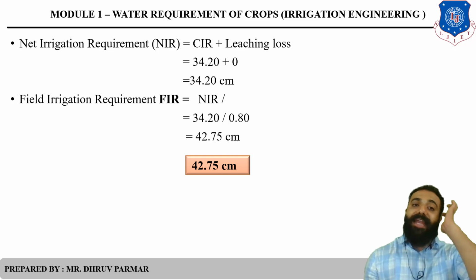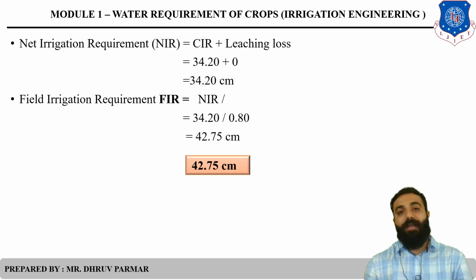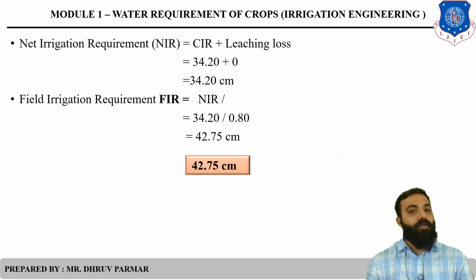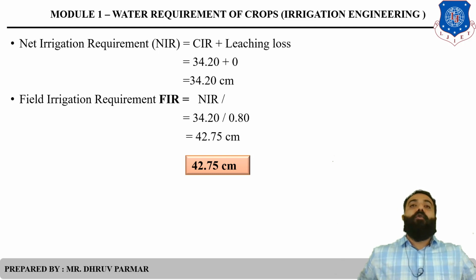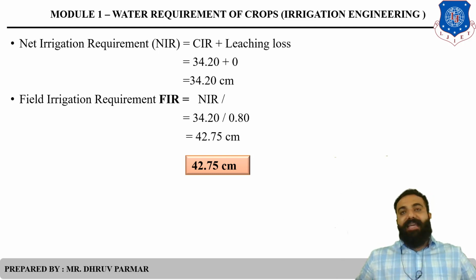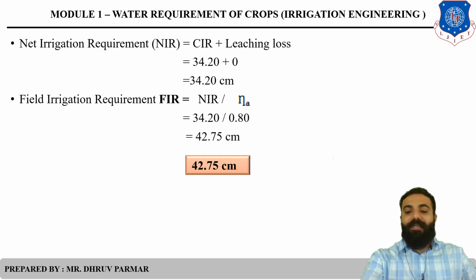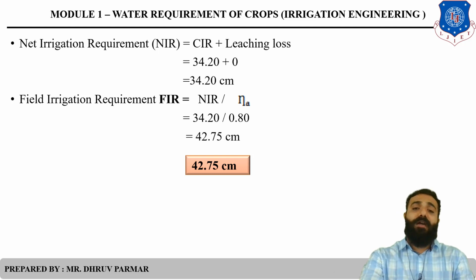Next step, NIR. How can you find NIR? The formula is CIR plus leaching loss. In this example, leaching losses are neglected, so it is the same as CIR, 34.20. And the formula for FIR is NIR divided by eta A, the application efficiency. Clear? Application efficiency is given as 80%, so we convert into decimal form 0.80. So 34.20 divided by 0.80, we get 42.75 centimeter FIR. Clear? So this is the example of finding irrigation requirement.